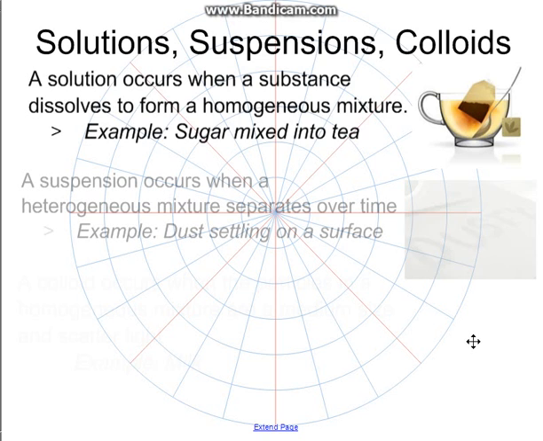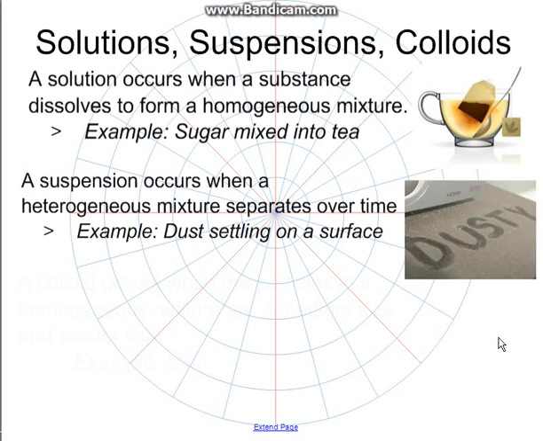A suspension occurs when a heterogeneous mixture separates over time. So an example of this is dust settling on a surface. If you were to just look through the air in my living room, you probably wouldn't be able to tell that there's actually dust particles mixed in with that air. But over time, that dust settles on the coffee table and it comes out, and that would be called a suspension because over time the dust and the air separate.